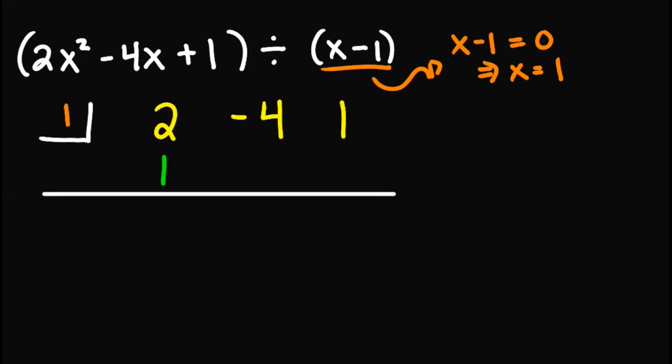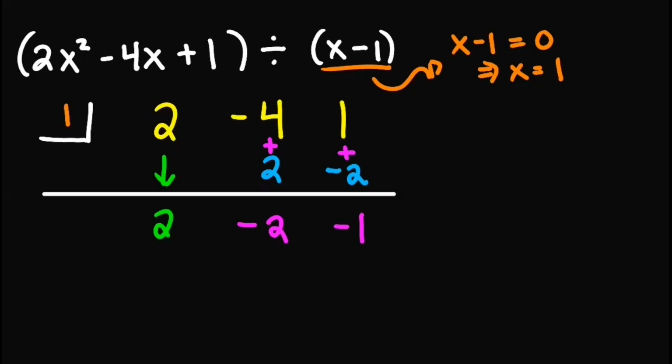Bring down the first number. So we'll have 2. Multiply. So we'll have 1 times 2. We'll obtain 2 out here. Negative 4 plus 2. That will give us negative 2. Then 1 times negative 2. That will give us negative 2 out here. And lastly, 1 plus negative 2 will give us negative 1.